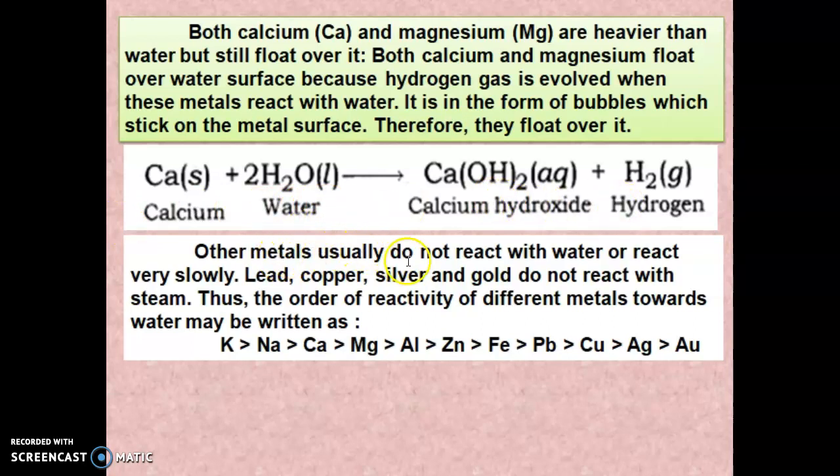The other metals usually do not react with water or react very slowly. That is, lead, copper, silver, gold do not react with steam also. So the order of reactivity of the different metals towards water may be written as potassium, sodium, then calcium, magnesium, aluminium, zinc, iron, lead, copper, silver, and gold.